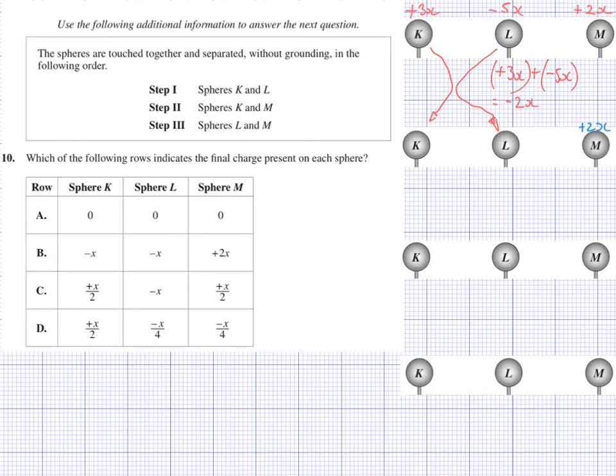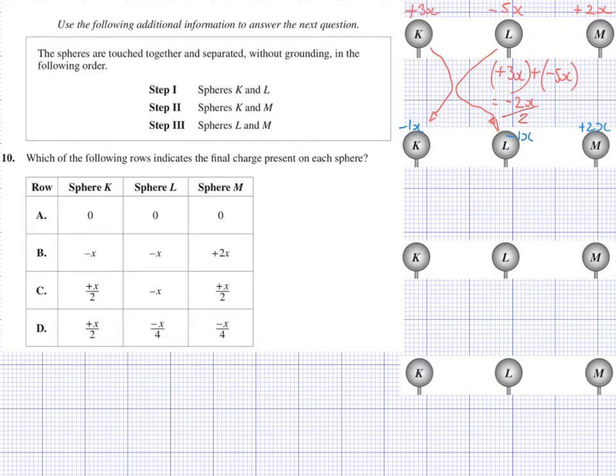But don't miss this step. This total charge is for both K and L. They've touched together, and they have a total charge of negative 2x, which means when they separate out again, the charge has to be shared equally. And it's going to be shared equally because the spheres are equal size. So I need to divide this by 2. And that tells me my charge is now on K and L. K is going to be negative 1x, and L is also going to be negative 1x.